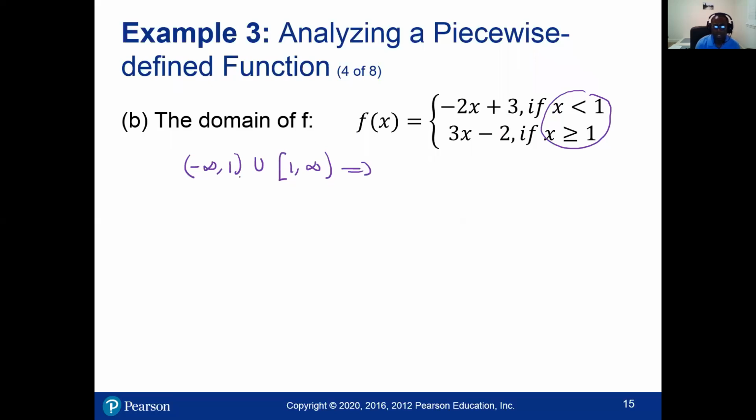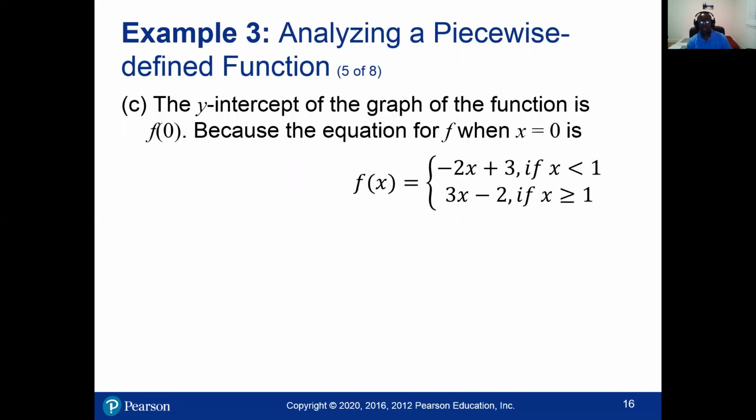So if you have this, this will result into all of them, because for this part, it doesn't include 1, but in that part, it includes 1. Therefore, the domain will be from negative infinity to positive infinity, in other words, all real numbers. So that's the domain of this piecewise function.